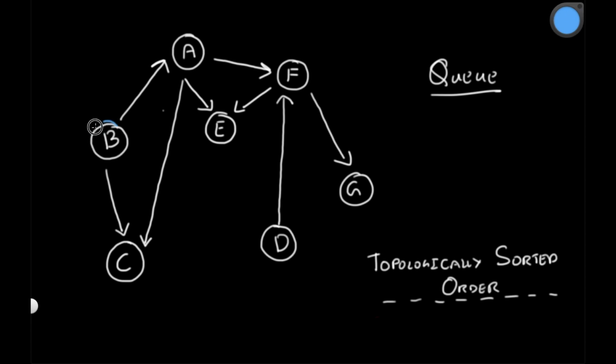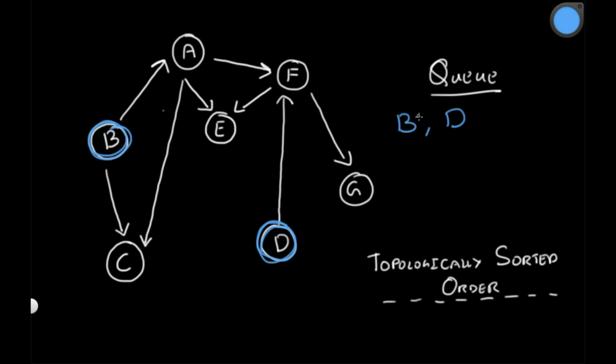So we have B. Now we're going to add that to our queue. And what else do we have? And then we also have D. There are no arrows pointing to D, so we're going to add that to our queue.